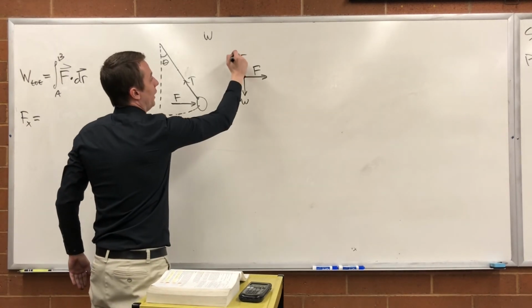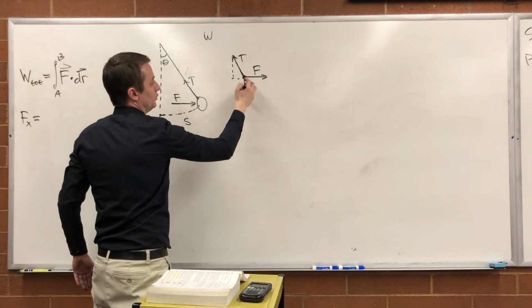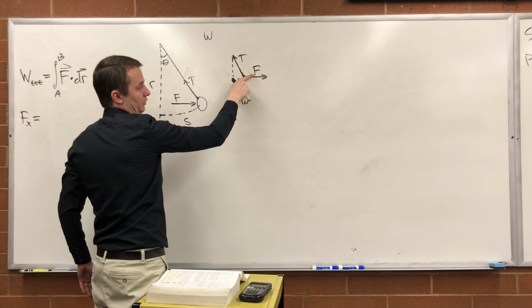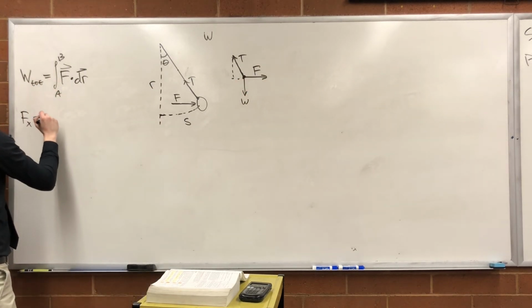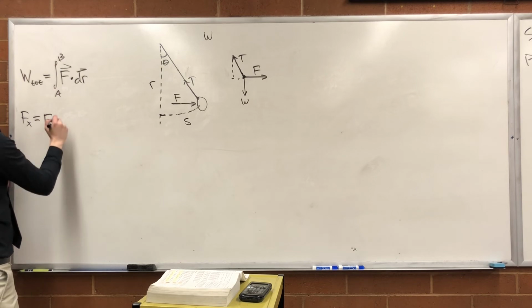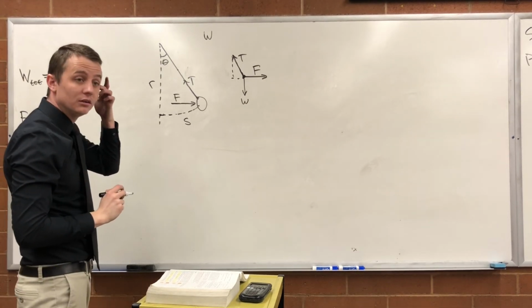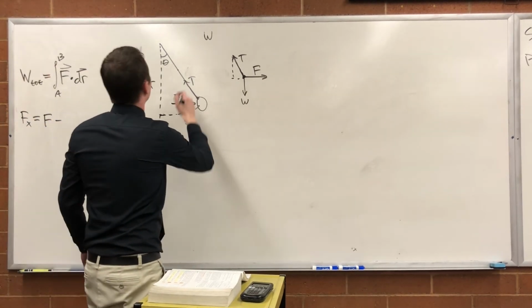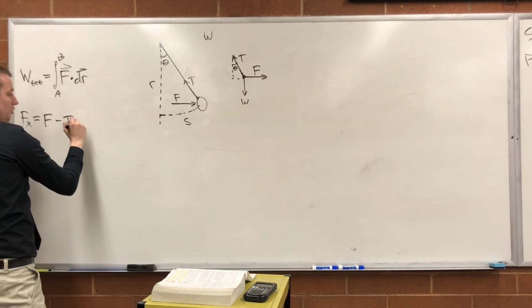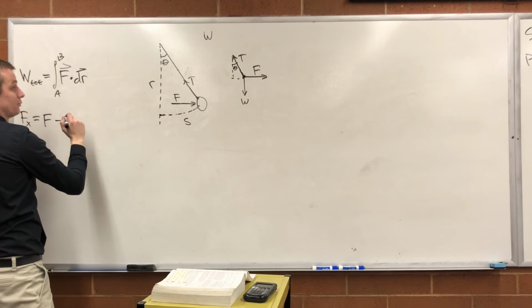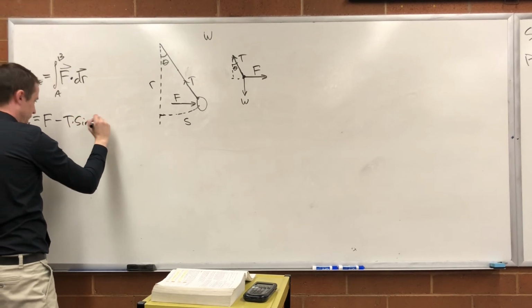Okay, so adding up all the forces in the x direction, we have tension that way in the x direction, and the force you exert is that way in the x direction. So we have F minus T sine theta, here's theta right here. So minus our tension times the sine of theta, good.